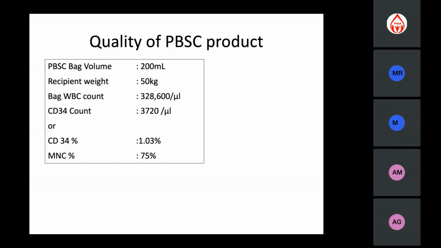So CD34 count, when the question comes, the values can be directly given, or they can give a percentage of the CD34 count. So the percentage in this case is 1.03, and the mononuclear cell percentage is 70%, 75%. So we are asked to estimate the dose for the patient, as well as the mononuclear cell dose of the patient.